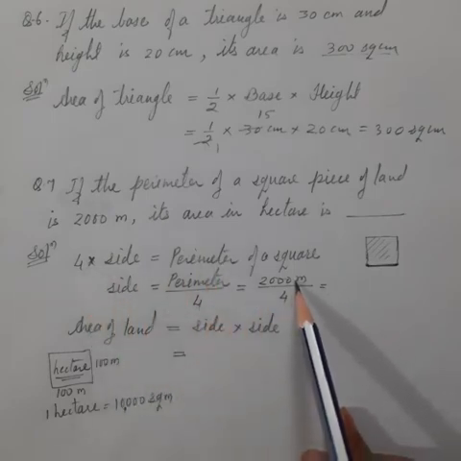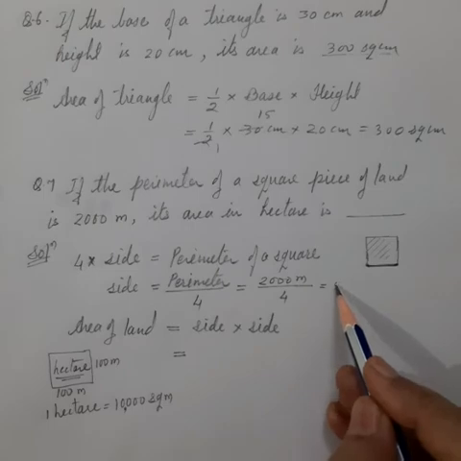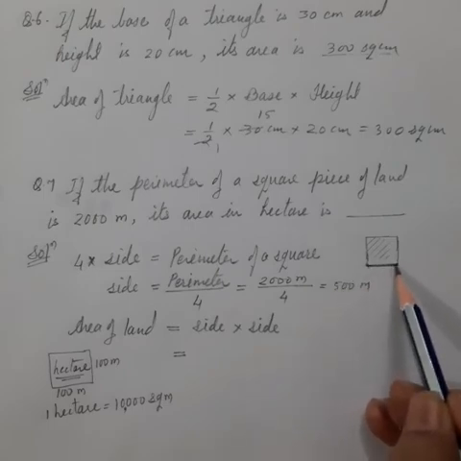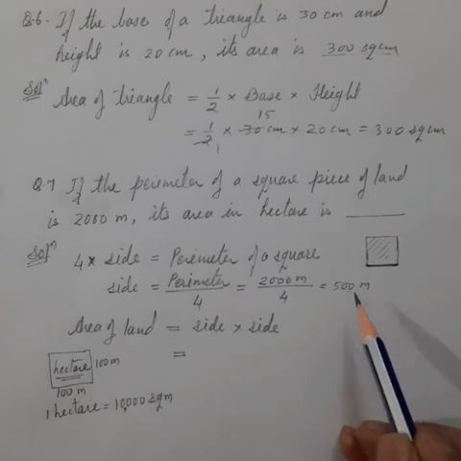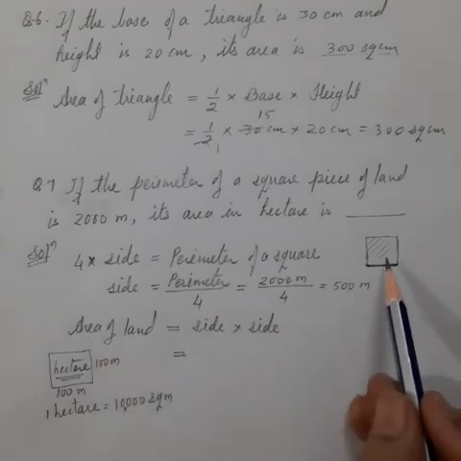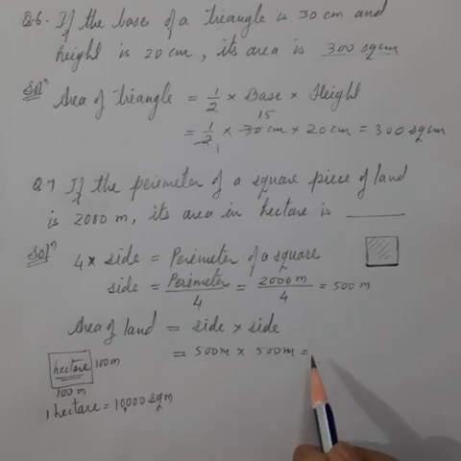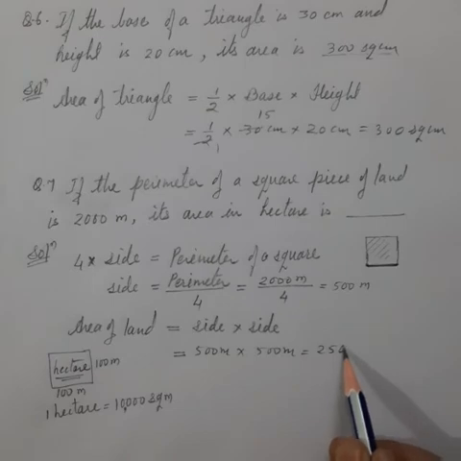Perimeter is 2000 meter divided by 4. We get here 500 meters. So side of the square piece of land we get here 500 meter. Now area. It is in square shape, so area is side into side. Side is 500 meter. 500 meter into 500 meter. 5 5s are 25 and 4 more zeros. And meter into meter, square meter.